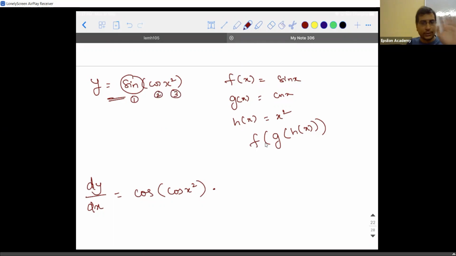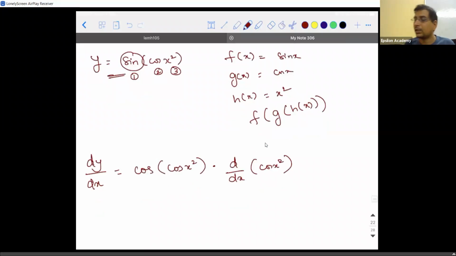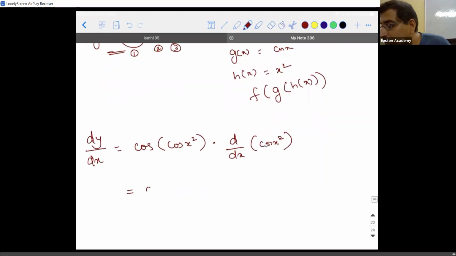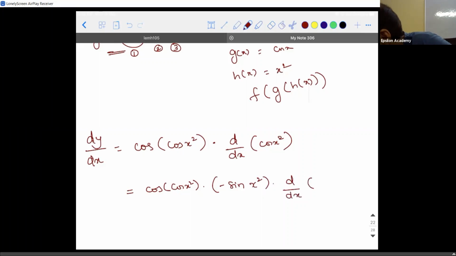You finish the first function into, can I write it as d by dx of cos of x square? What is it? Cos of cos x square into derivative of cos of x square. Derivative of cos, minus sign, minus sine. What should be the argument I need to write? Argument means angle. x square. Yes. Into d by dx of x square.